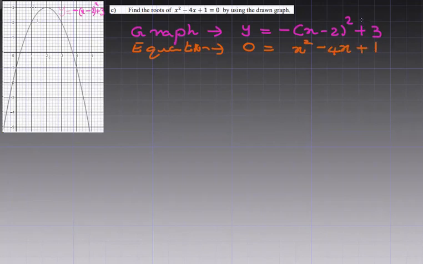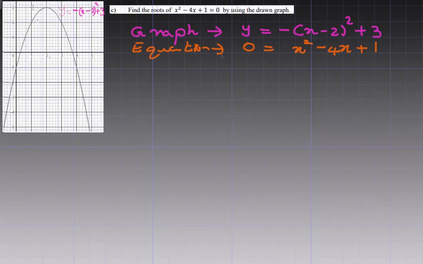Now, why did I write the x's on the right? It's because, look at the graph's equation. In the graph's equation, where do you see x? It is on the right. So that's the reason why I wrote x squared minus 4x plus 1 equals 0 as 0 equals x squared minus 4x plus 1. Now there's an issue. What's the issue? The graph's equation and the equation we are supposed to solve are in two different formats. That's an issue.